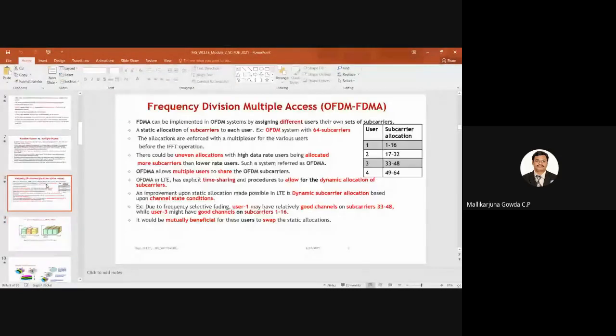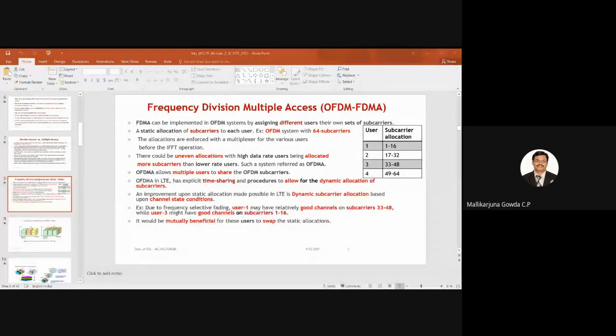So with that, let me give this theoretical information with respect to that diagram. What I wanted to say is that FDMA can be implemented in OFDM by assigning different users their own set of subcarriers. That is what we understood from diagram 1. The simplest way to allocate the subcarriers is what we call static allocation. So static allocation of subcarriers to each user is one of the simplest methods to allocate the subcarriers.